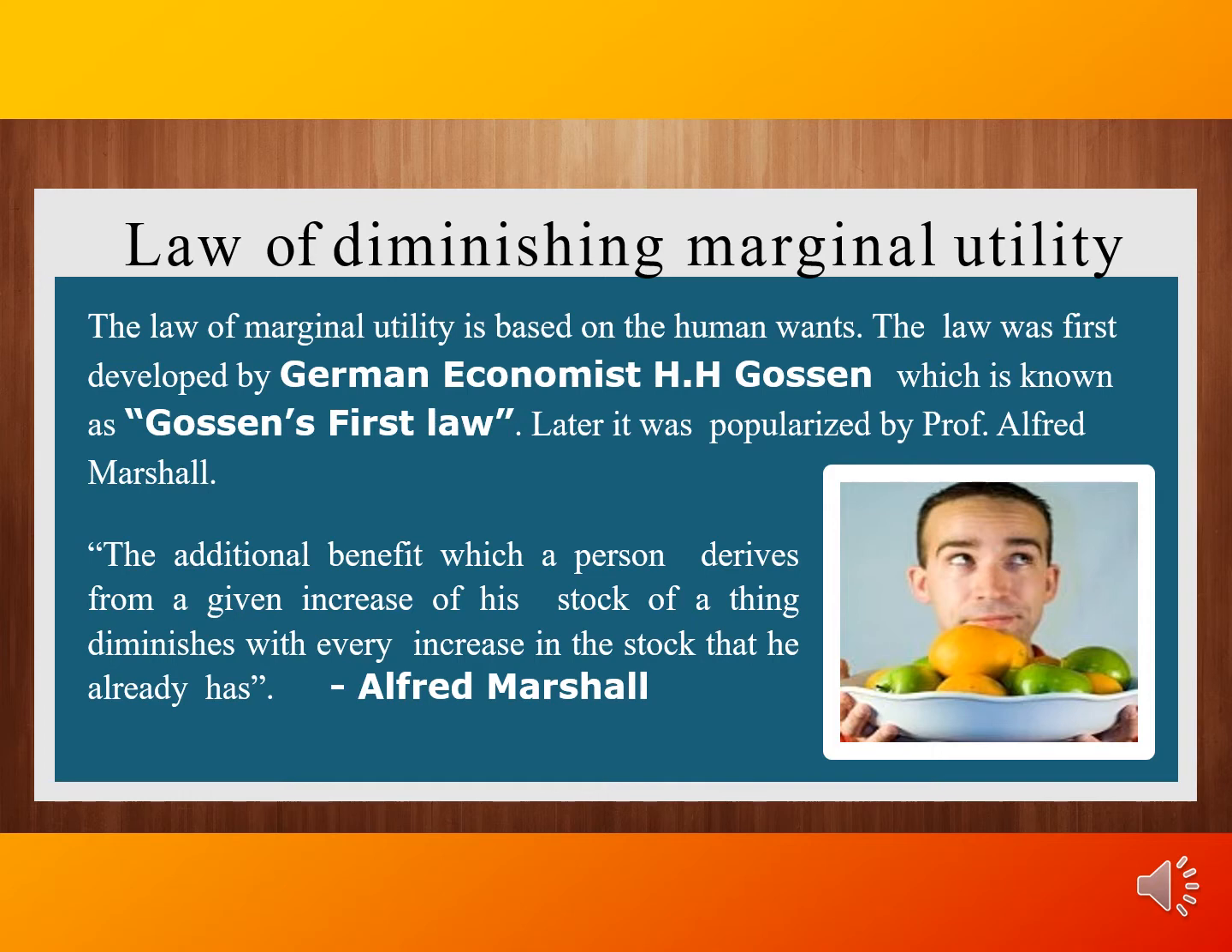The law states that when a person consumes more and more units of a commodity, each successive unit gives him lesser and lesser satisfaction. Or in other words, as more and more units of a commodity are consumed, the total utility from the commodity increases at a diminishing rate and may become negative. In the words of Alfred Marshall, it is an additional benefit which a person derives from a given increase of a stock of a thing diminishes with every increase in the stock that he already has.